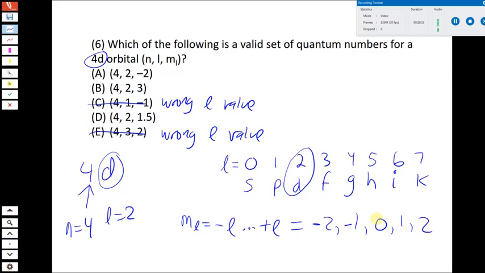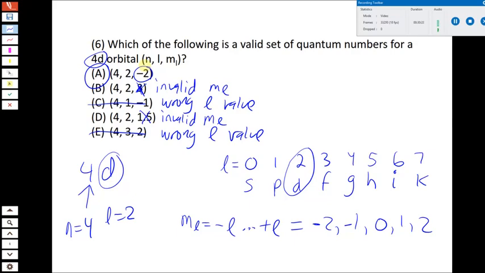And so if we look at choice B here, it has an invalid m sub L number. M sub L cannot be 3 if L is only equal to 2, and we cannot have half integer m sub L values. All the m sub L values are positive or negative, but all integers. So the only one that works is choice A, -2 being the smallest value of m sub L, but still one that is valid for a 4D orbital. Okay, any questions on quantum numbers?